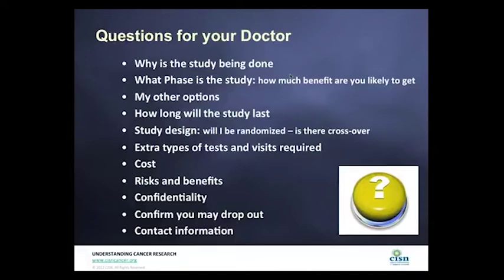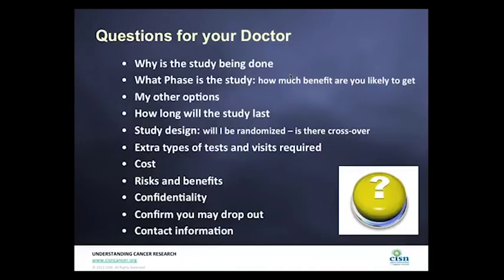Talk about confidentiality. How are you protecting me and my information? Confirm that you can drop out. The consent form will absolutely say that you can, but just say, you know, I can drop out if I'm not happy with this, right? Just confirm that. And then ask for contact information. Make sure you know who to call if you have a problem, if you have a concern, if you have a side effect, if you're not sure what's going on. Make sure you get all of that if you sign the document.